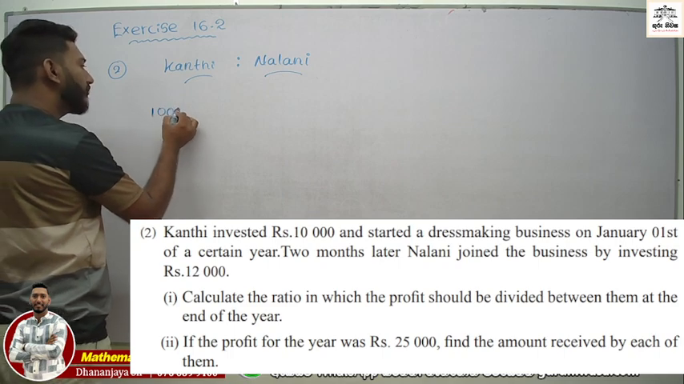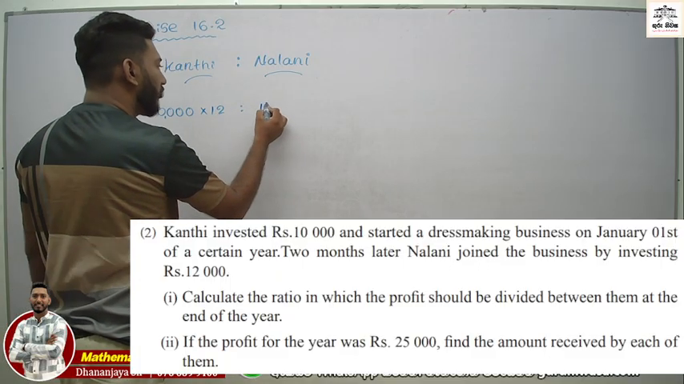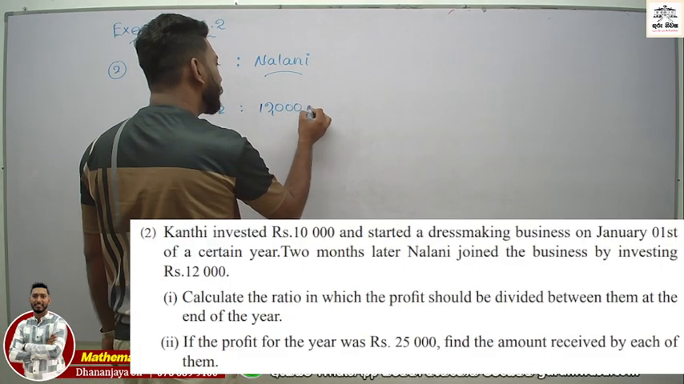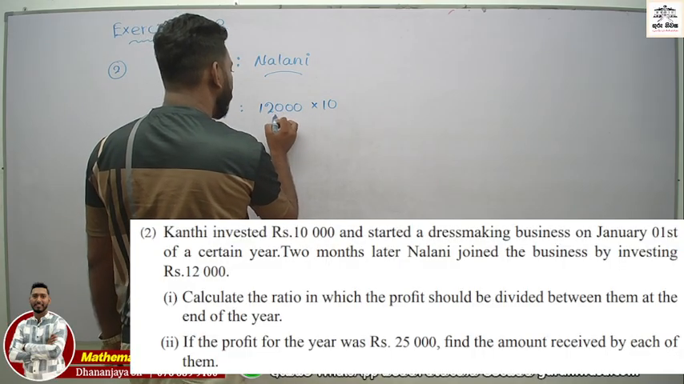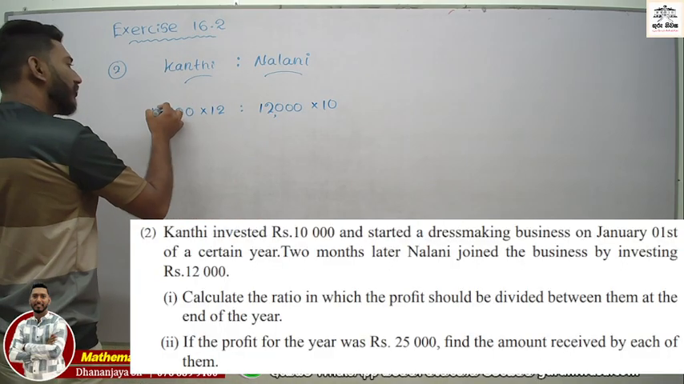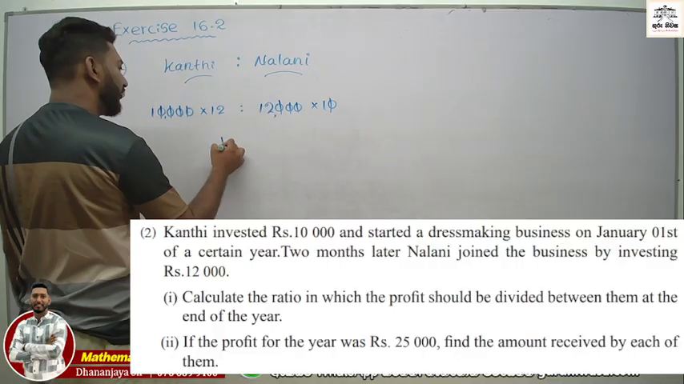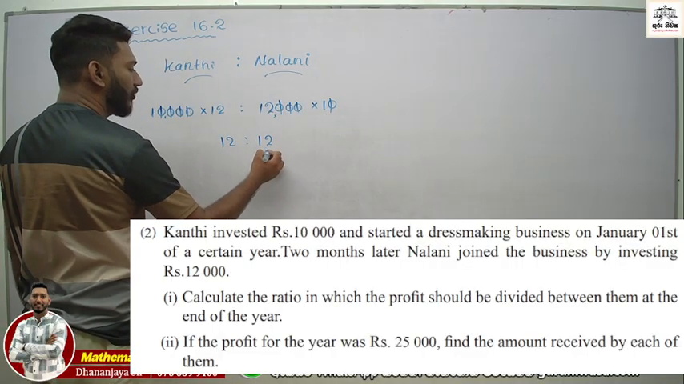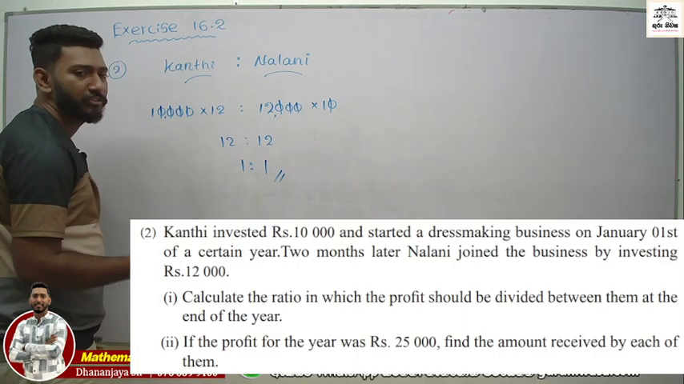10,000 investment and 12 months. 12,000 investment, but 2 months later, that means 10 months. Now look at this. 1, 2, 3, 4. And now it's 12 into 12, and you know 1 into 1, because 12 into 12 means 1 into 1.